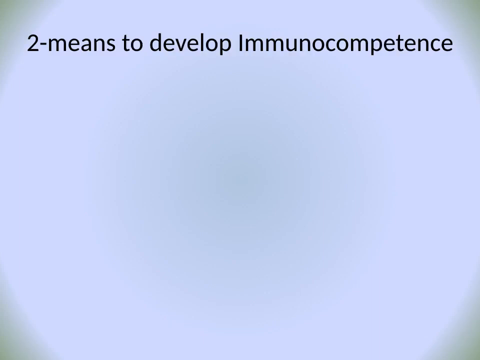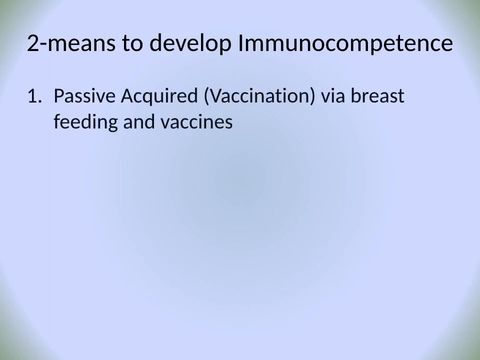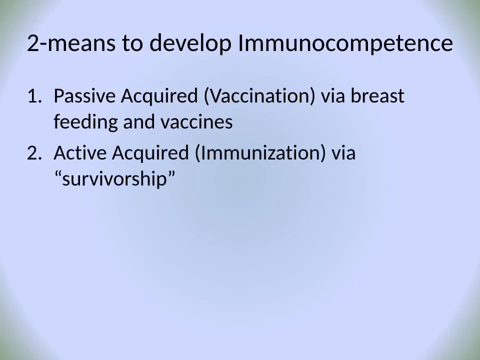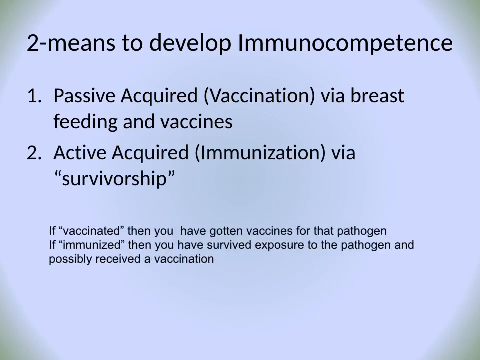So from these interactions, we're going to be able to develop immunocompetence. That is, we're going to be able to train the B cells and the T cells. There are two means of doing this. One is passive, the other one is active. They're both acquired. Passive acquired activation is what we call vaccination, whereas active acquired is immunization.